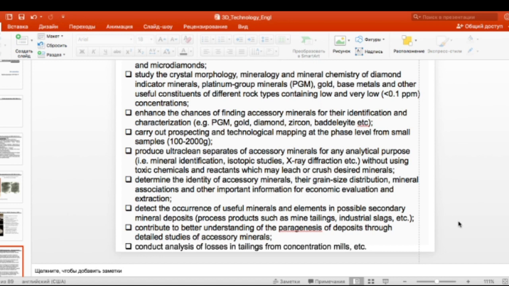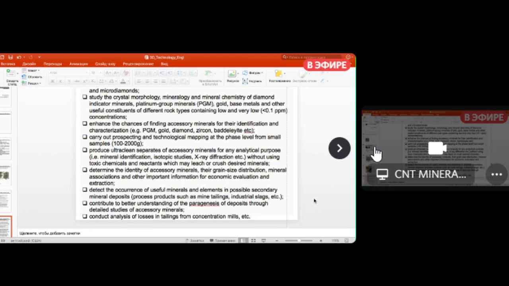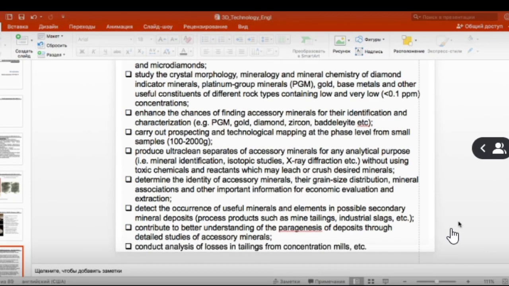So then the next one is to determine and identify accessory minerals, their grain size distribution, mineral associations, and other important information for economic application and extraction. Exactly the case when we try to implement 3D technology software to collect that data, such as grain size distribution, mineral associations, and other very valuable information for technology application, for best feasible mineral processing flow charts. This is very important. So next one is to detect occurrence in possible secondary mineral deposits, such as mine tailings, industrial slags, etc. This is very widely used.